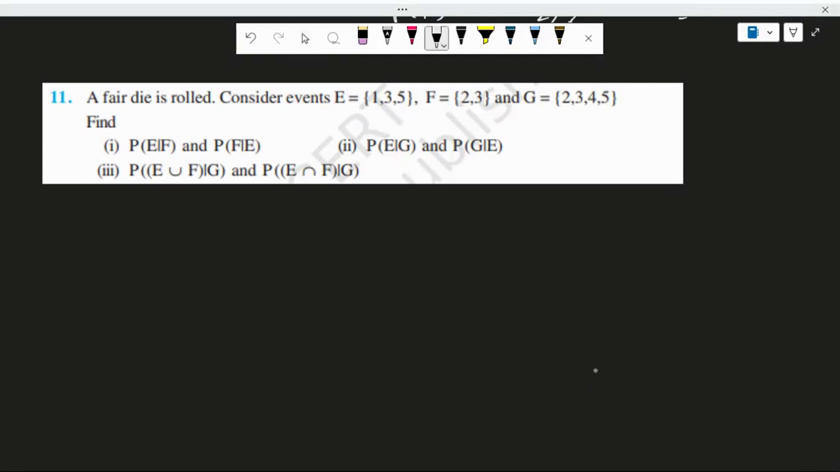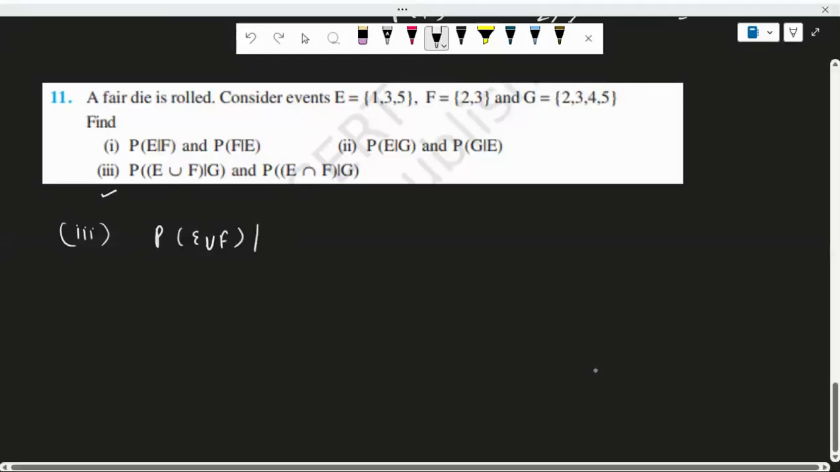So P(E|F) and P(F|E), that you can do yourself. The second part you can do yourself. Only the third part I think you will get confused over there, so I am just going to make you understand the third part: P(E union F | G).